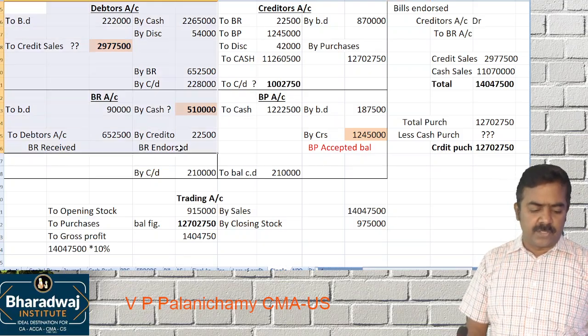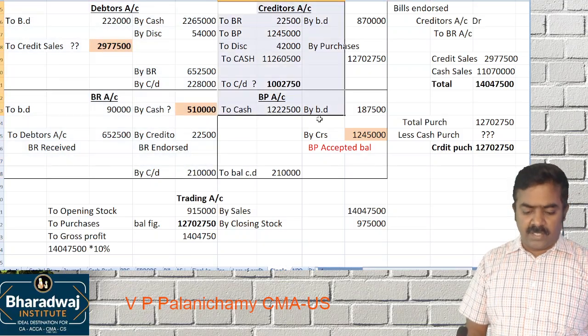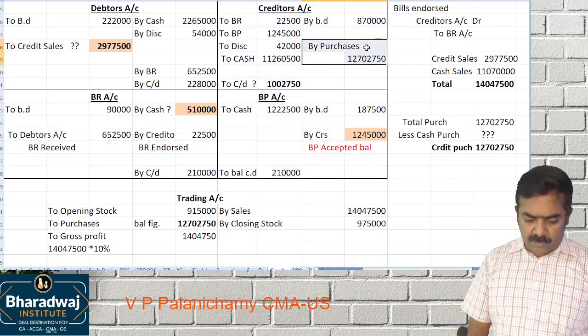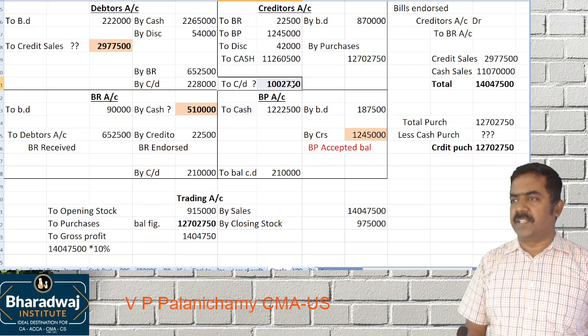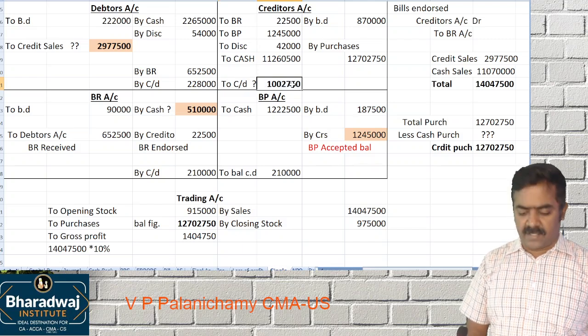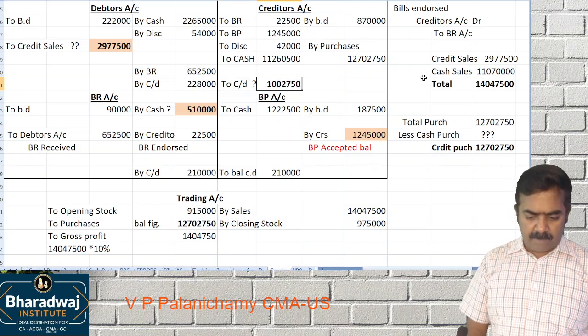Any doubt in debtors account, bills receivable account? Creditors, purchase, we worked out through trading account. Then closing balance, we get it as a balancing figure.